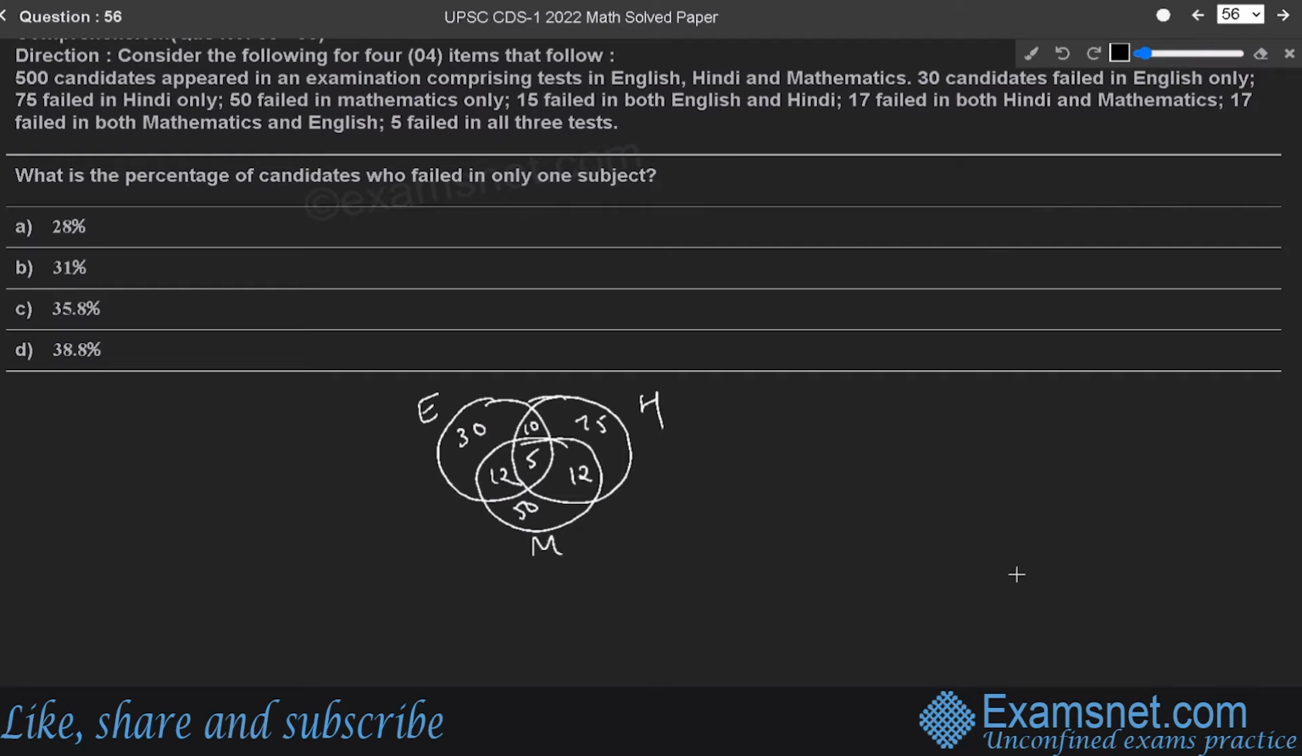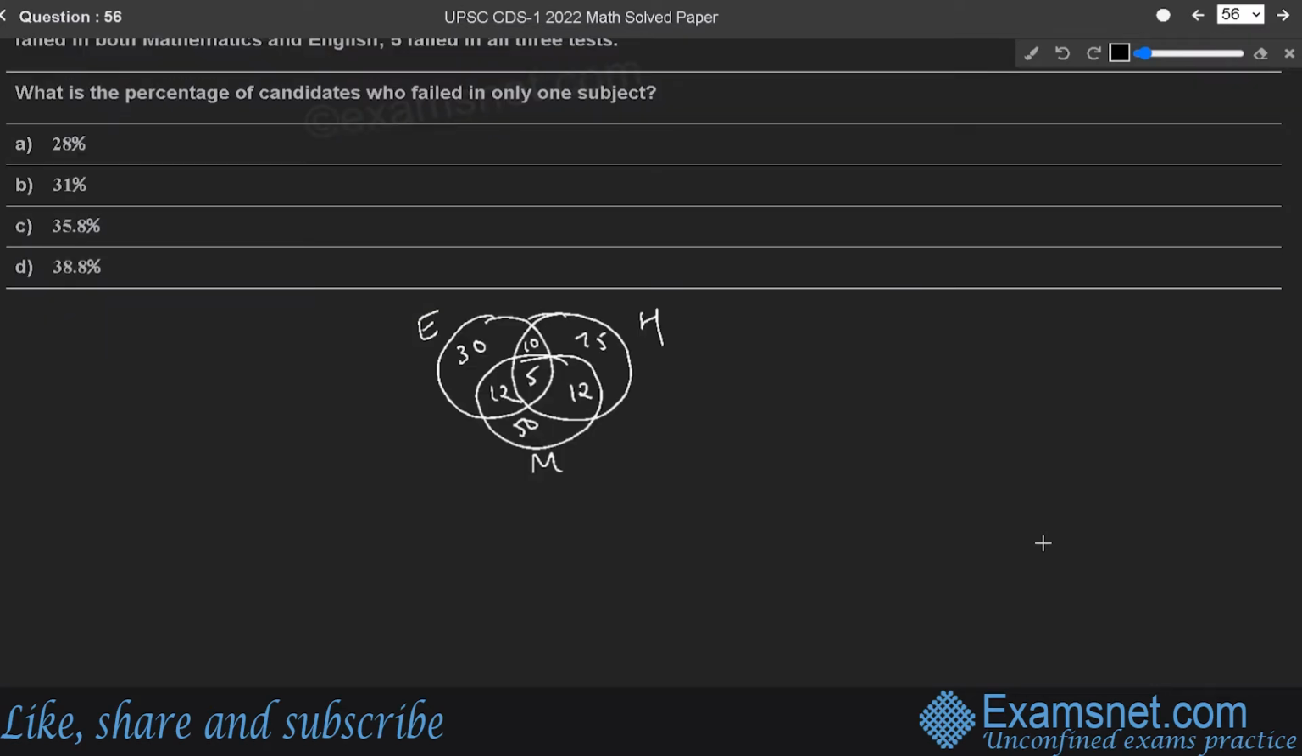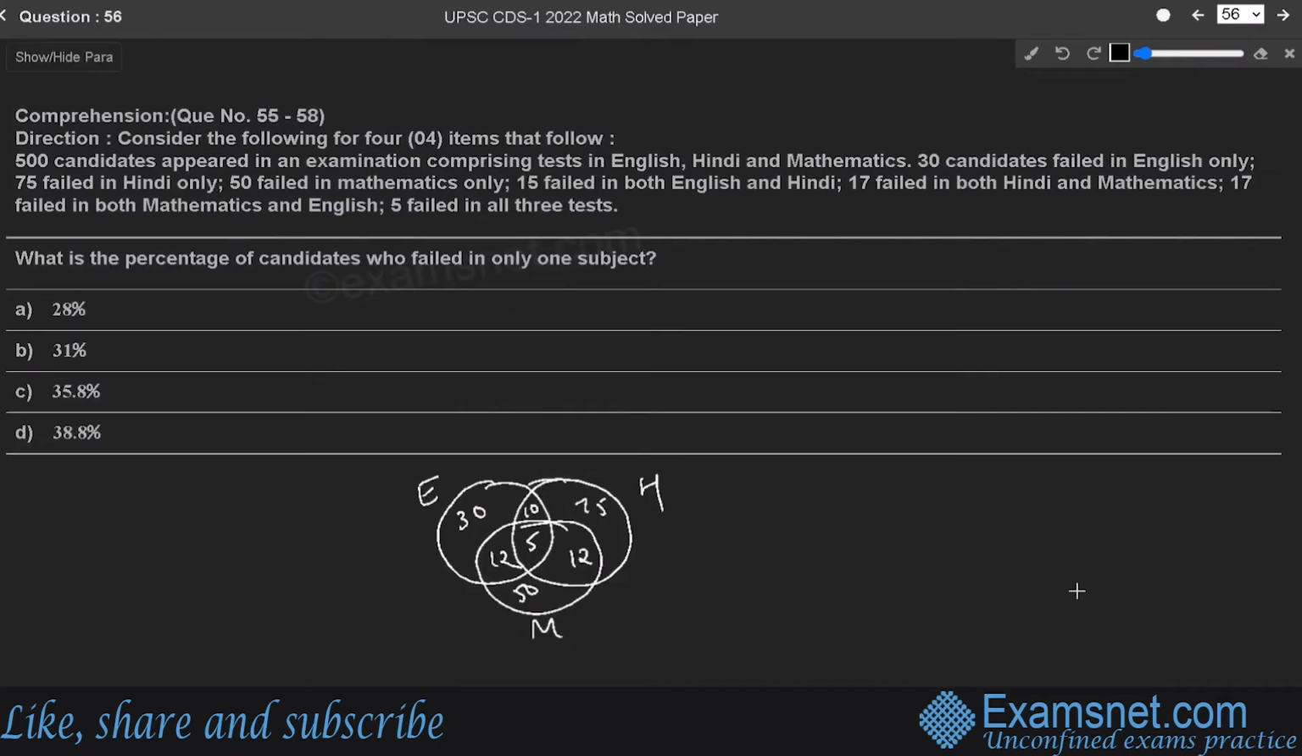Total number of candidates are 500 candidates and we know all the values here. We have to find the percentage of candidates who failed in only one subject. So first let us see in the question the number of candidates who failed in only one subject is 50 failed in mathematics only and 75 failed in Hindi only and 30 candidates failed in English only.